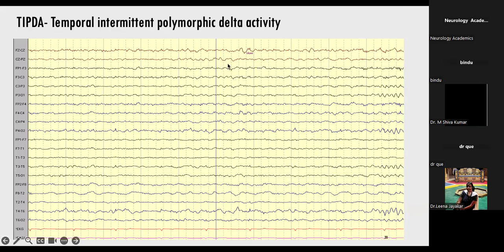Similar to that, the other form of delta activity is temporal intermittent polymorphic delta activity. This is also seen in temporal lobe epilepsy, but it is non-specific when compared to TIRDA. Here we can see in the right temporal region, and mainly the anterior temporal region, the polymorphic delta slowing around 1 to 2 hertz frequency.